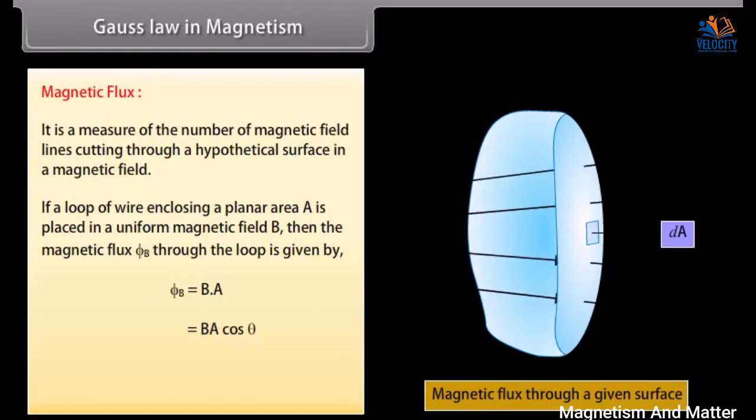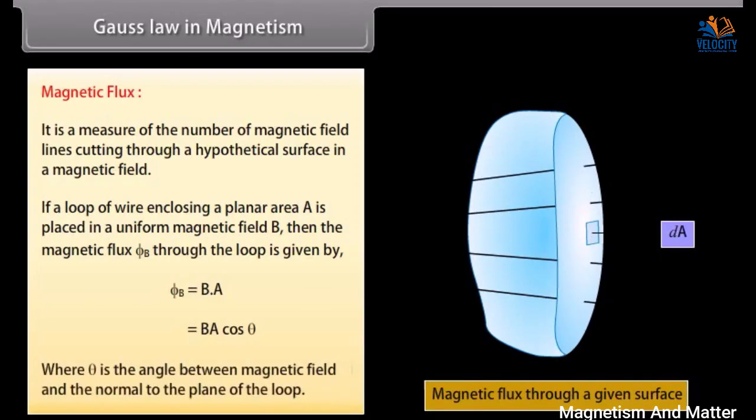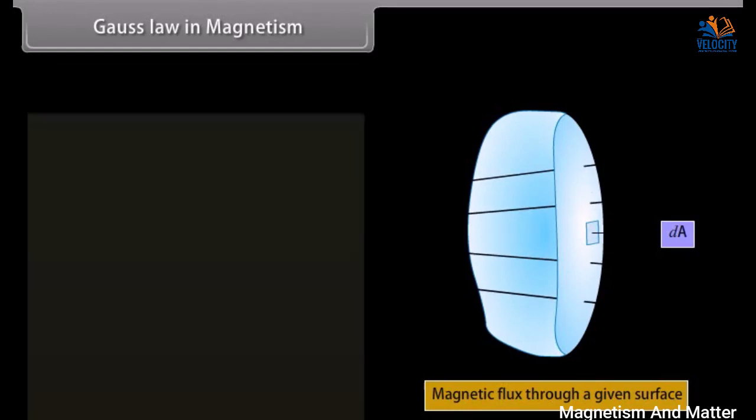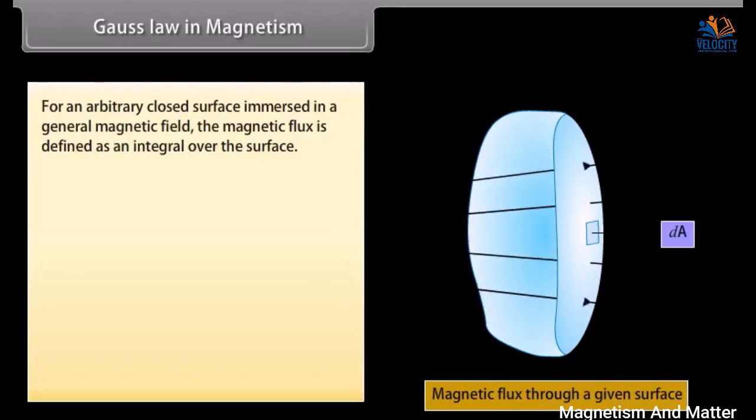which is equal to BA cos theta, where theta is the angle between the magnetic field and the normal to the plane of the loop. For an arbitrary closed surface immersed in a general magnetic field, the magnetic flux is defined as an integral over the surface. Phi B is equal to closed integral of B dot dA.